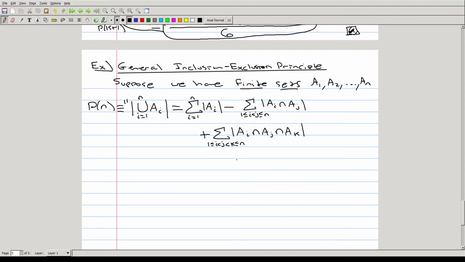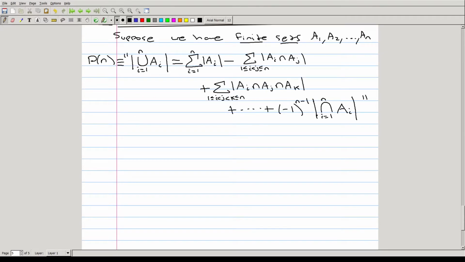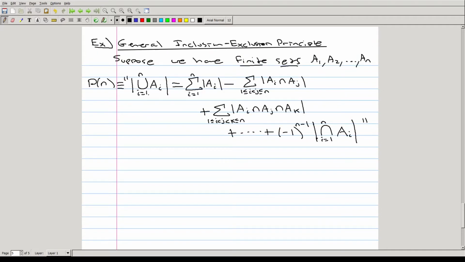and we keep doing this alternating procedure. So we continue this alternating procedure all the way up to and including the final term here, which is actually going to be -1 to the n plus 1 times the cardinality of the intersection of all n sets. This is what's called the general inclusion-exclusion principle, and it actually holds for any number of finite sets. So let's go through and try and prove this using induction. Here we've used the union notation for the union of n sets and the intersection notation for the intersection of n sets.